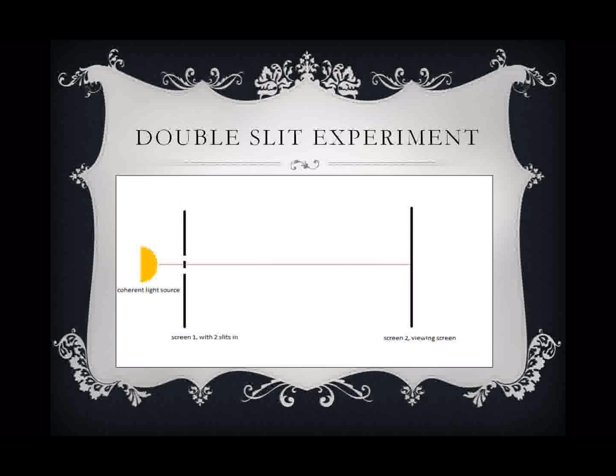Let's talk about the double slit experiment, or Young's slit experiment. We start with the setup you see here. A coherent light source from which light travels through screen 1, which has 2 slits in it. It then passes over a distance and hits screen 2, which is our viewing screen, where we will see our interference pattern.